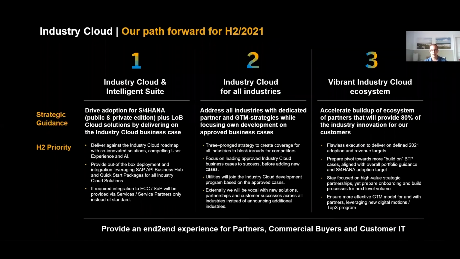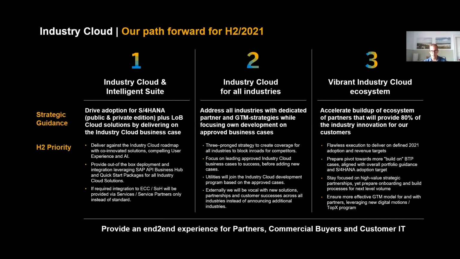Now, in terms of path forward, what is it that is currently in my mind right now for the second half of this year in terms of priority? Number one, Industry Cloud is not on its own. It's always the combination with the intelligence suite. As you could see from the first picture, our goal is to drive adoption for S/4HANA, be it in the public or private cloud edition, plus the LoB Cloud solution by delivering on the Industry Cloud business case.